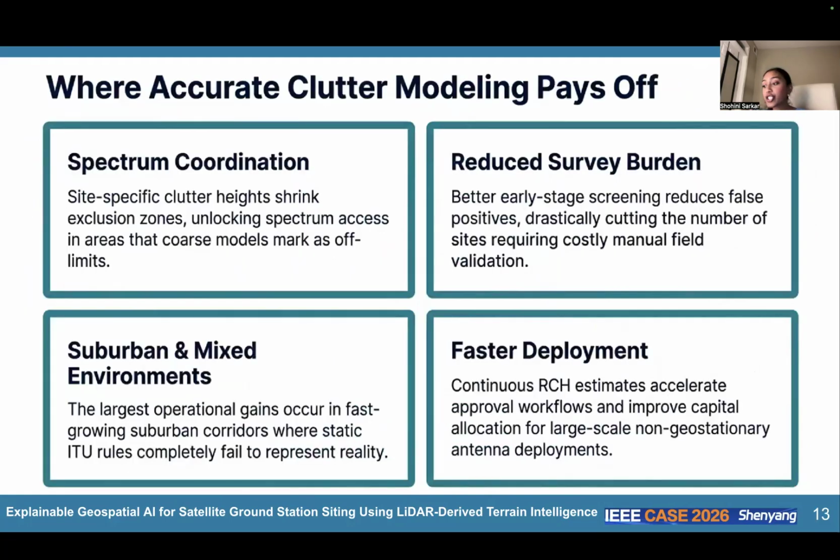So where does clutter modeling actually pay off? First, spectrum coordination. More accurate clutter heights can help avoid overly conservative exclusion zones. That can potentially unlock spectrum access in areas that coarse models would mark as off-limits. Second, reduce survey burden. If we can screen sites better early on, fewer bad candidates need expensive field validation. Third, the biggest value may be in suburban and mixed environments. These are exactly the places where fixed categories often fail, because the real landscape is not purely rural, urban, or forest. Finally, better clutter estimates can support faster deployment. For large satellite networks, even small improvements in early filtering can save time, money, and engineering effort.